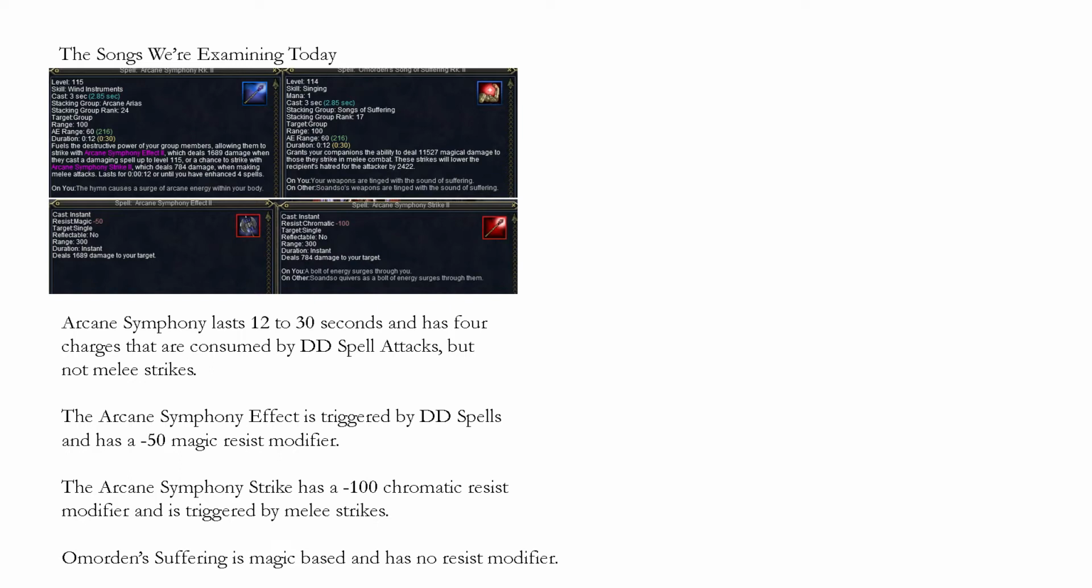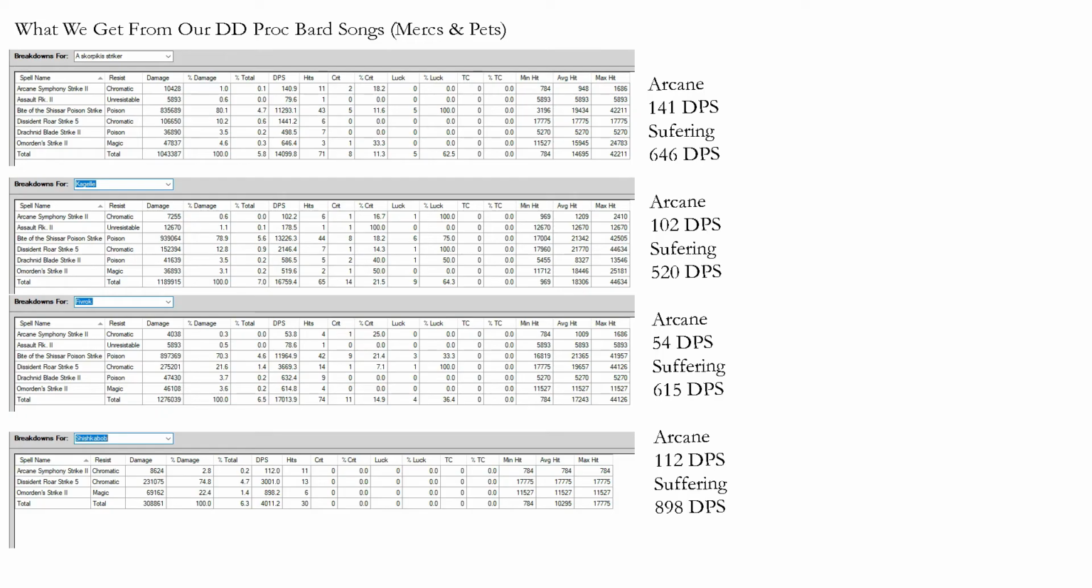The Arcane Symphony effect is a magic-based resist and has a minus 50 to it. The Arcane Symphony strike is chromatic resist, at minus 100. Omorden Suffering is magic-based, has no resist modifier, and the three strikes are only melee. So you'll use that up very quick.